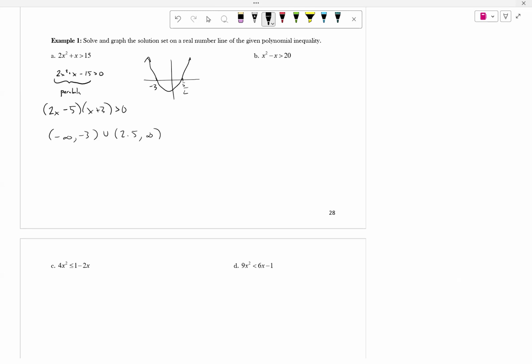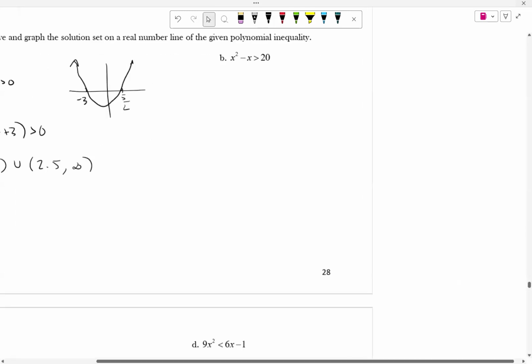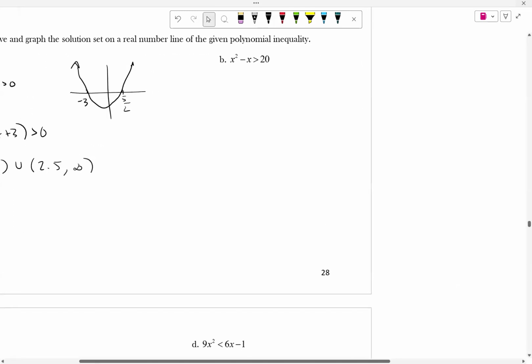Yes, Haley. Why is it the -3? Should I have a bracket? Oh, would this ever have a bracket? It has to be greater than 0. Now, if it said greater than or equal to 0, then it would have brackets. Good question. Thank you.